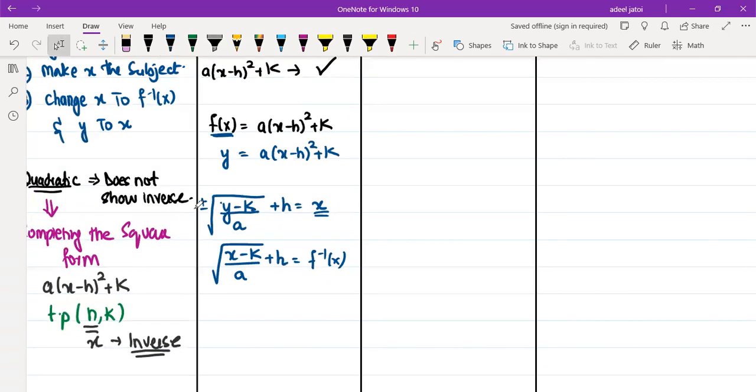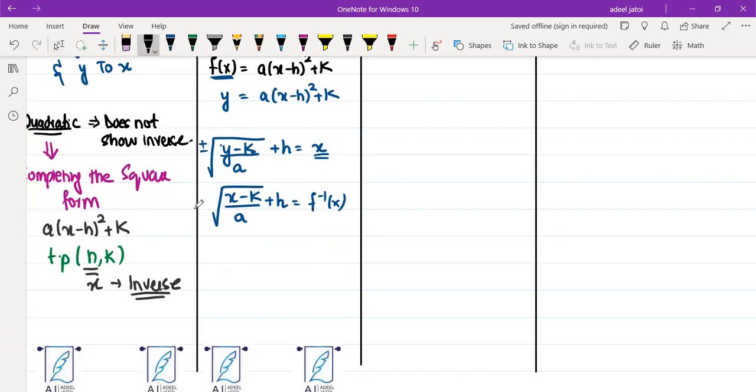But as I said, we need to understand the plus and minus sign. So which sign is going to come? When x is greater than or equal to, let's say, b, and your a is greater than 0, that means you have a U-shaped curve.